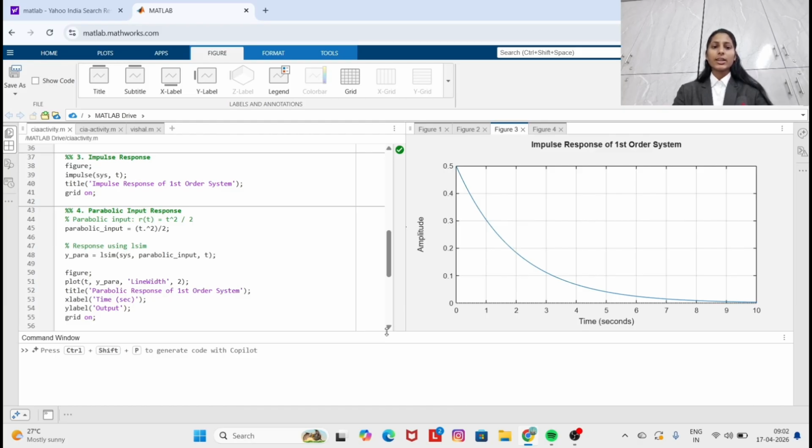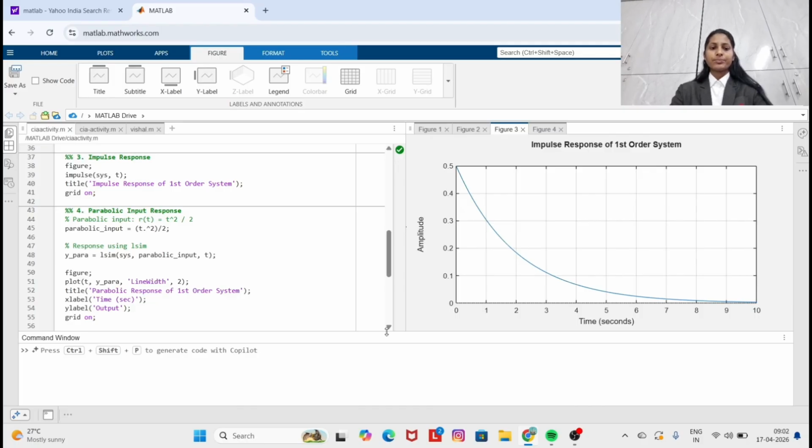Impulse input is a very short and sudden input applied at t equal to 0. It represents a quick disturbance or shock to the system. In the first order system, the output does not stay high. It decreases with time. The response follows an exponential decay. The system gradually returns to zero, showing the stability. The speed of decay depends on the time constant T. This is the result of the impulse response.